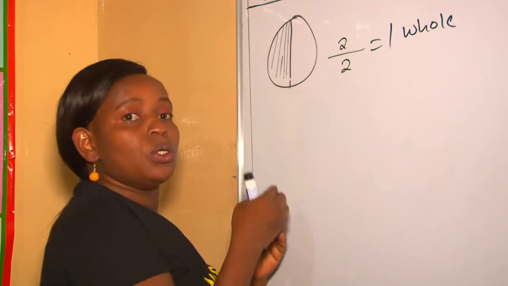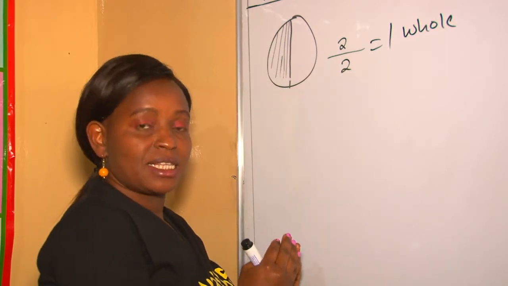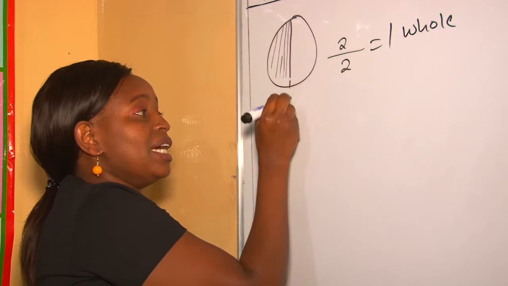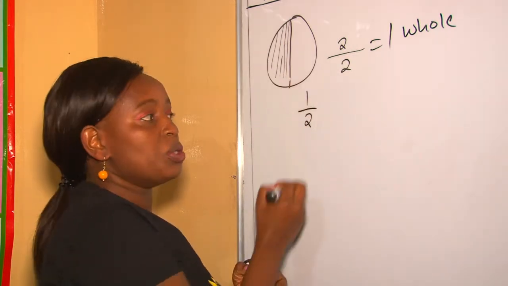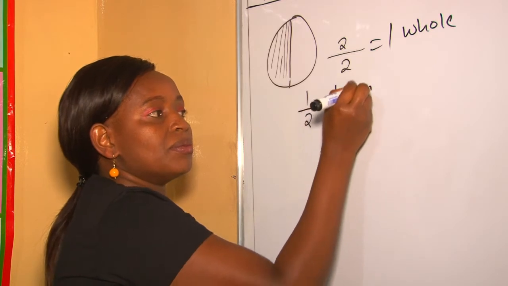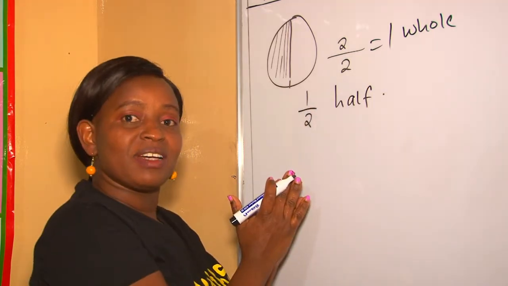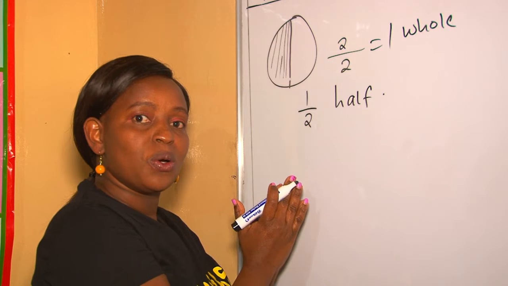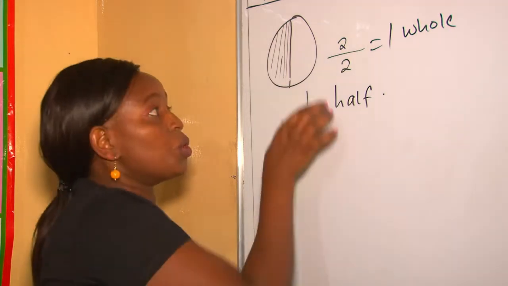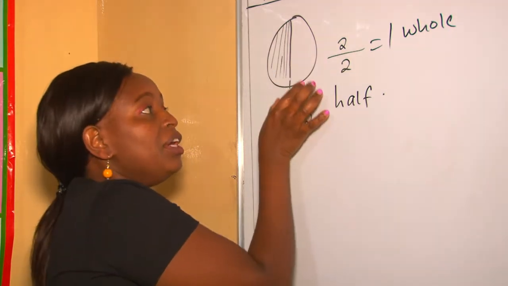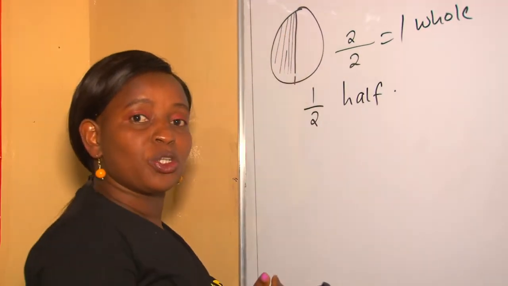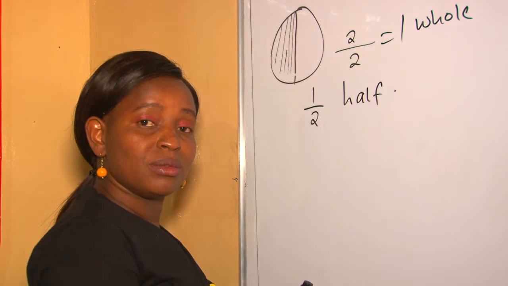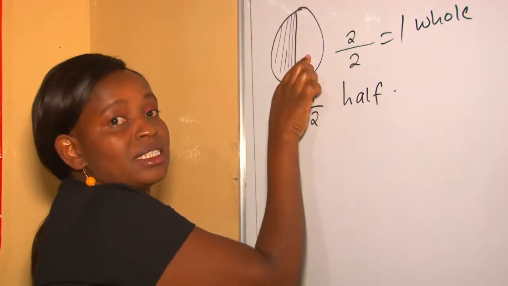Therefore, we want to know what each child gets. So one of the children will get 1 out of the 2 parts, which we call half. Whatever the child gets brings us to fraction. It was 1 orange, and now each child goes with a portion of it. And this portion must be equal. This part and this part are equal.